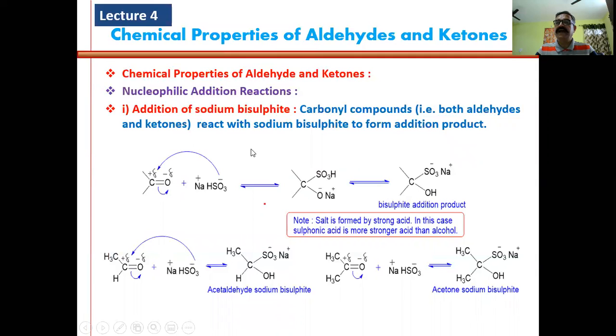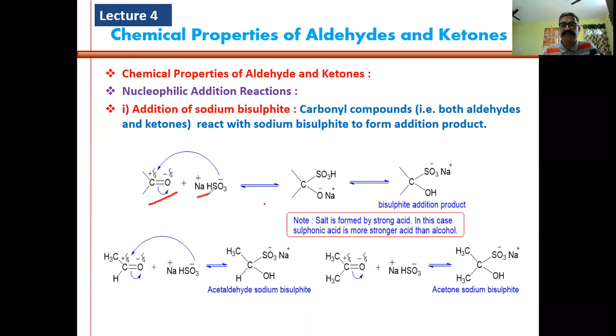Let us start with chemical properties of aldehydes and ketones. The first one is nucleophilic addition reaction. As I have earlier stated, carbonyl group is polar in nature. Polar nature of carbonyl group is because of large difference in electronegativity of oxygen and carbon. Moreover, there is a pi bond between carbon and oxygen. Pi bond is a big bond. It gets easily displaced towards oxygen, and as a result, oxygen acquires partial negative, carbon acquires partial positive.